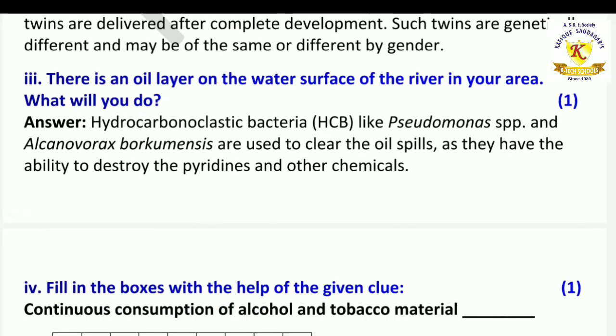Third one. There is an oil layer on the water surface of the river in your area. What will you do? Answer. Hydrocarbonoclastic bacteria, that is HCB, like Pseudomonas and Alcanivorax borkumensis, are used to clear the oil spills, as they have the ability to destroy the pyridines and other chemicals.